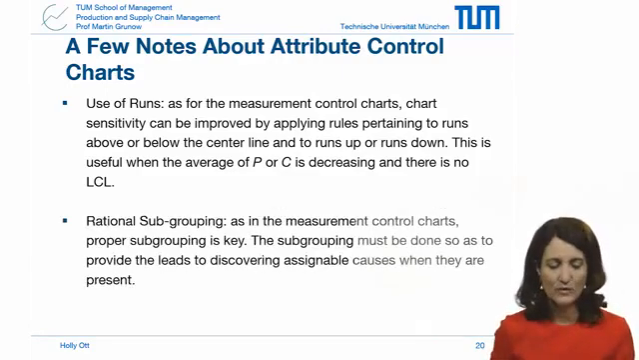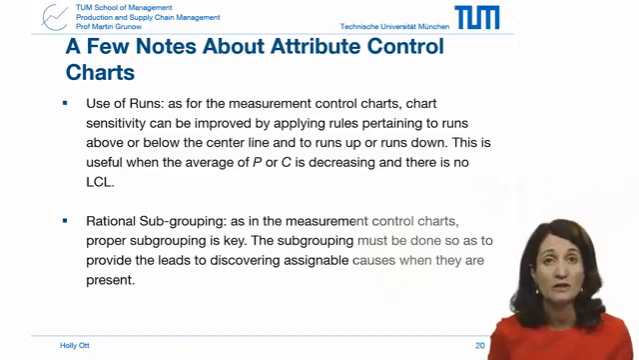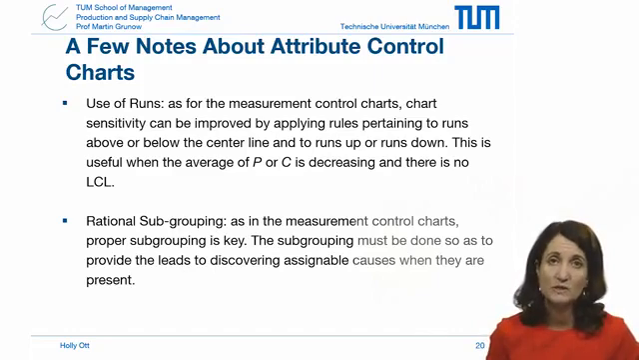And finally, we have the point about rational subgrouping. As in our X-bar and R measurement control charts, proper subgrouping is really critical. You don't want to have some kind of subgrouping that is then going to skew your results. The subgrouping must be done so as to provide leads to discover assignable causes when they are present.